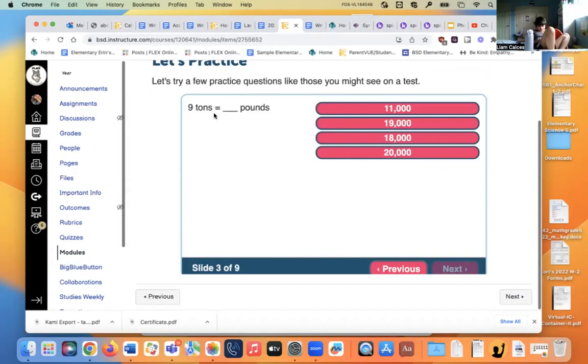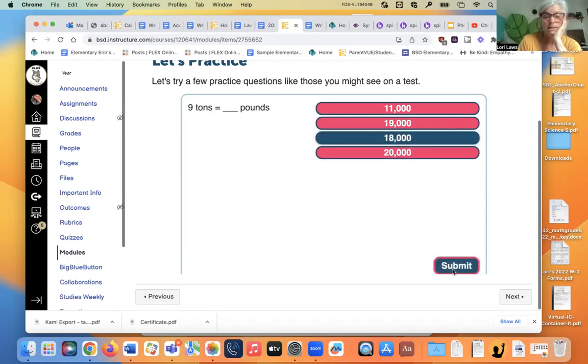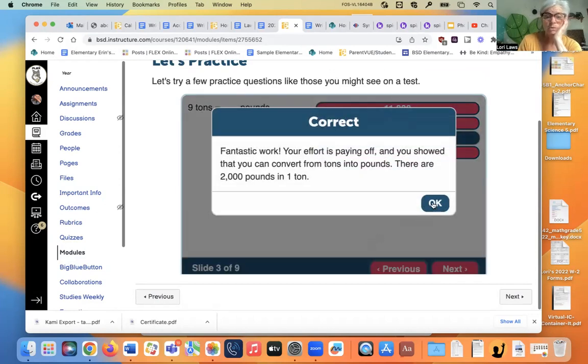Yeah. I have to say 9 tons equals how many pounds? Well, there's 2,000 pounds in 1 ton, so you're just going to double it. 18,000. Fantastic work.